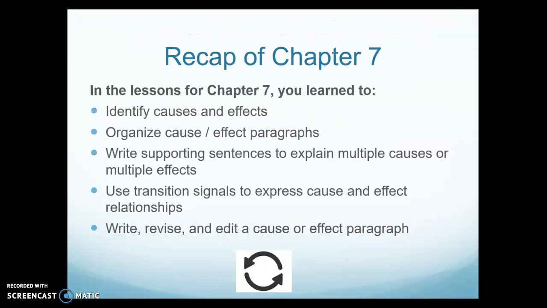So there's a recap. We identified the causes and effects. We're going to write supporting sentences. And as you will see in your lessons for the week, we're going to write a cause and effect paragraph. Hope this is helpful for you. I will be assigning homework based on this, so keep an eye on the lessons, and y'all have a good day.